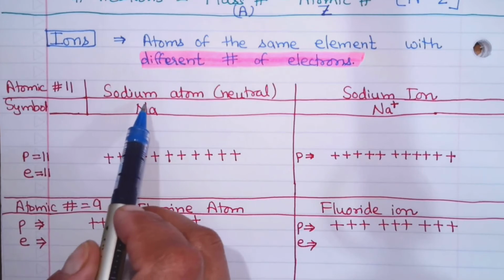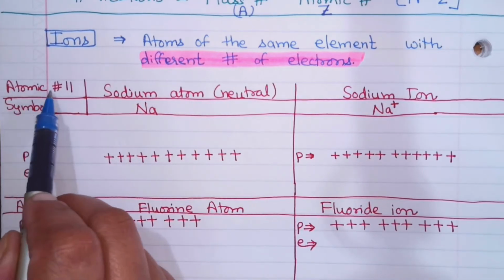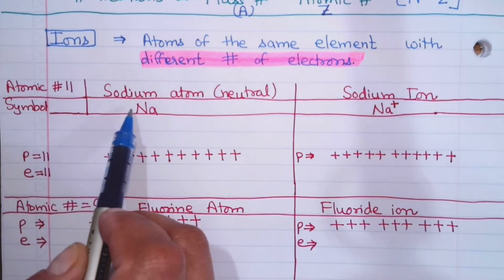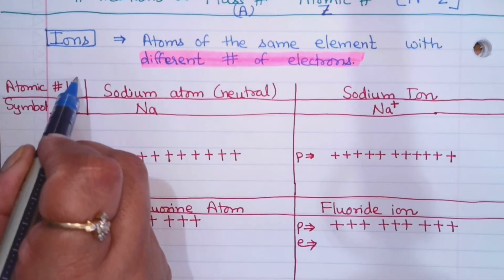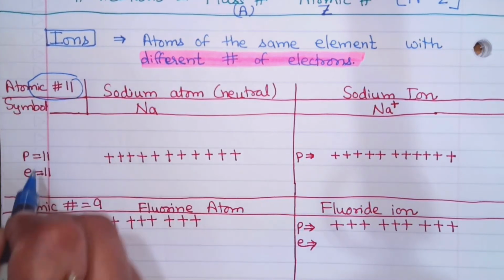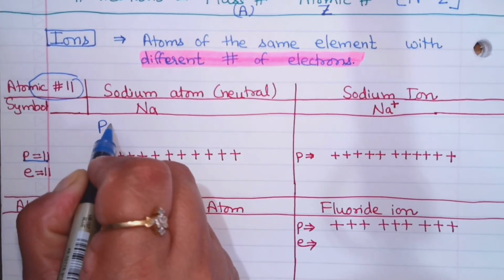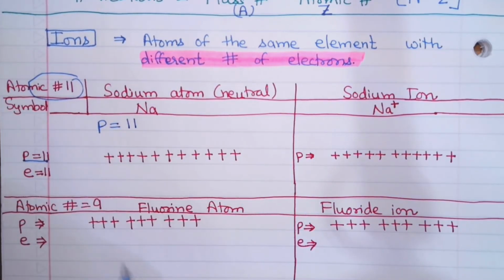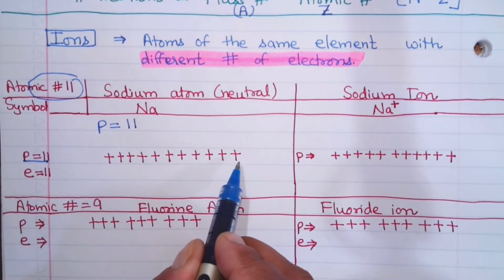First example is the sodium atom. The sodium atom has an atomic number of 11. The symbol is Na, right? Since we have an atomic number of 11, it will have 11 protons. So there are 11 protons, right? And you can draw 11 positive charges.